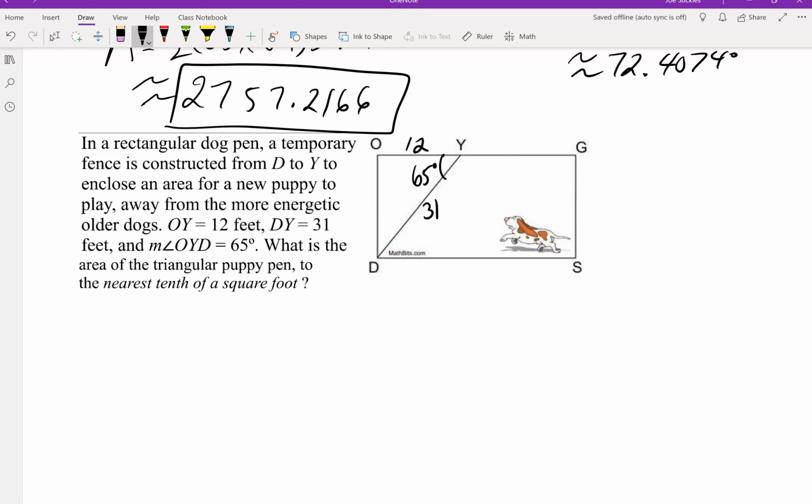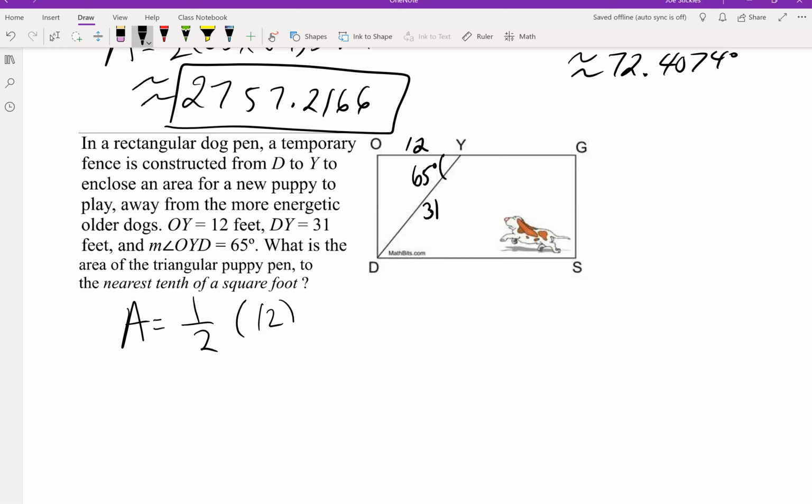And it wants the area of the triangular puppy pen, so it wants the smaller triangle to the nearest tenth of a square foot. Well, this one's not too bad for us at all, right? Because they already tell us the pieces that we already know. This one's not hard to do because we're already given two sides and its included angle. You could have also used Pythagorean theorem to find the third side and just do 1/2 base times height. That's also possible, but we'll use our new formula that we just discovered.